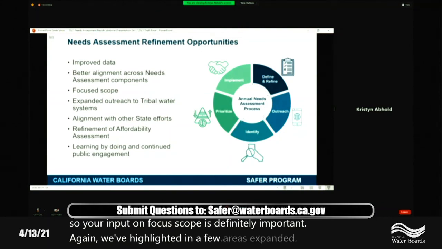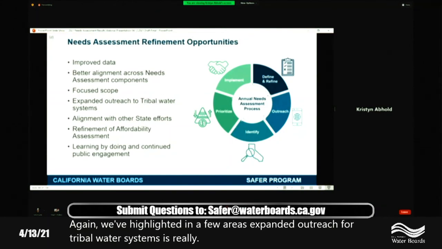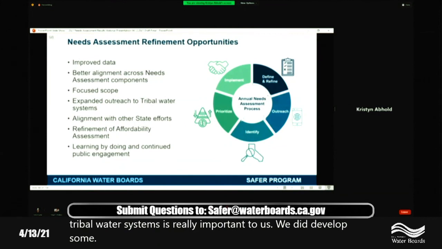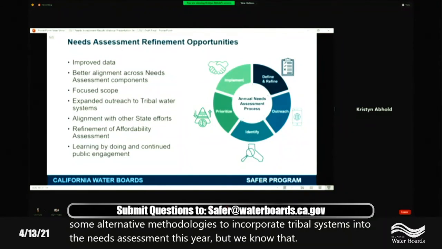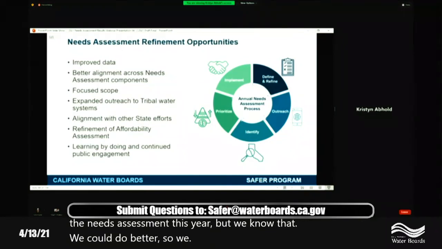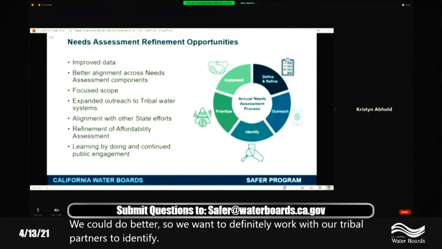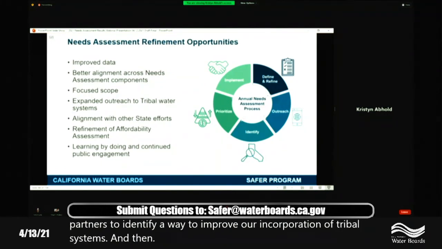Expanded outreach for tribal water systems is really important to us. We did develop some alternative methodologies to incorporate tribal systems into the needs assessment this year, but we know that we could do better. So we want to definitely work with our tribal partners to identify a way to improve our incorporation of tribal systems in the needs assessment.